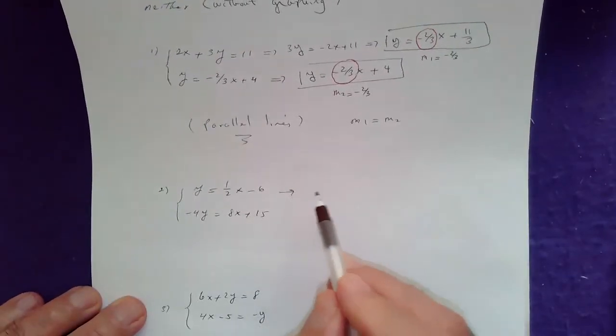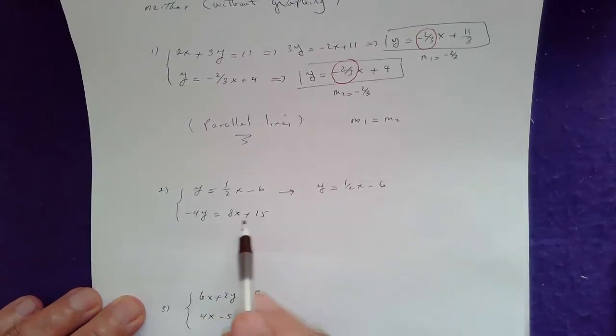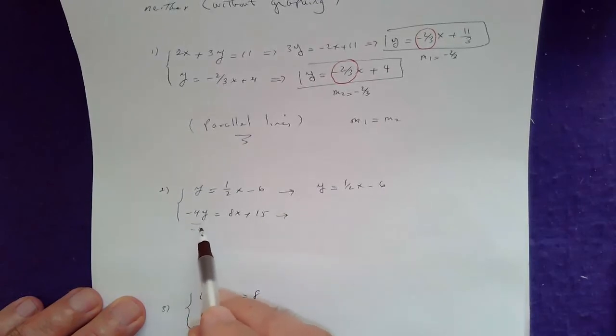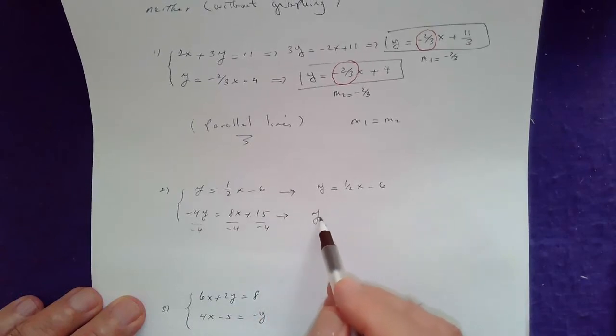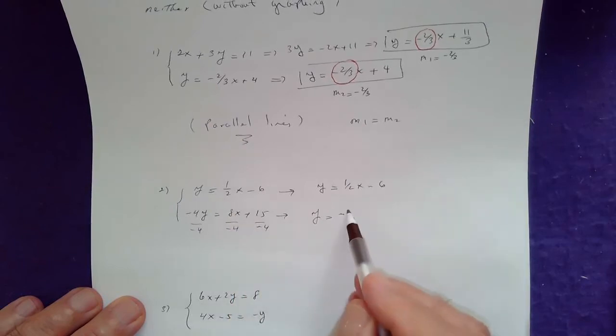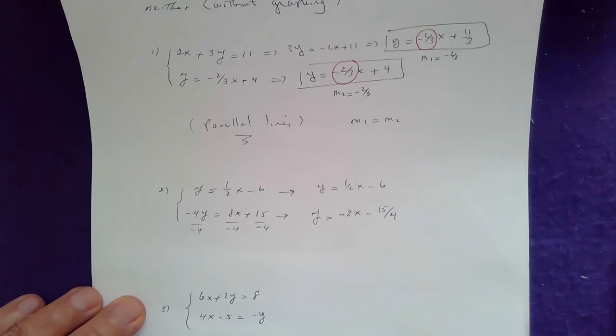So this guy is in pretty good shape. Let's go over this problem. But this guy, I need to put it in slope-intercept form. So I'm going to divide both sides by -4. Okay, so I'm going to end up with y is equal to -4 divided by 8, which is -2, and this one is -15/4.